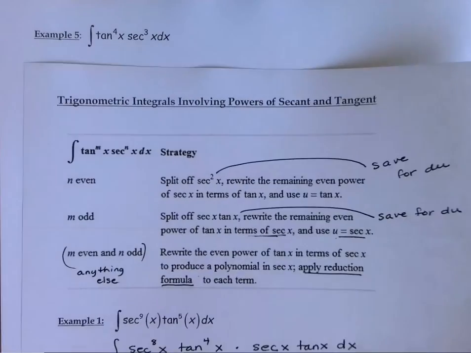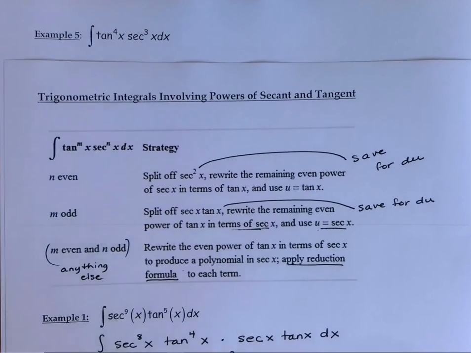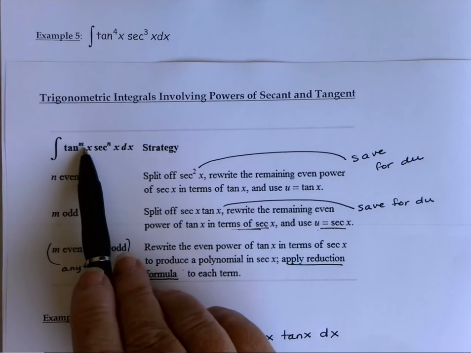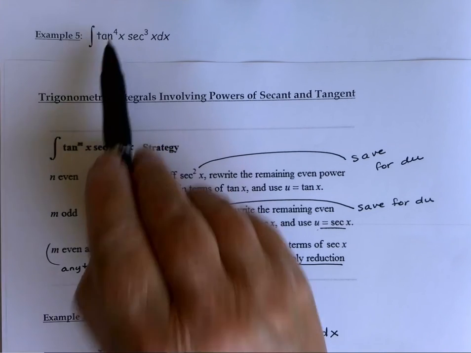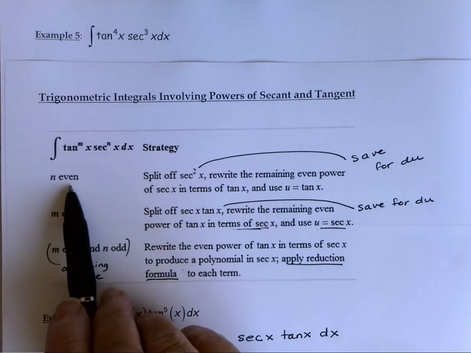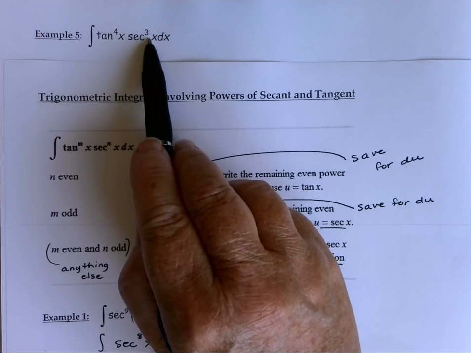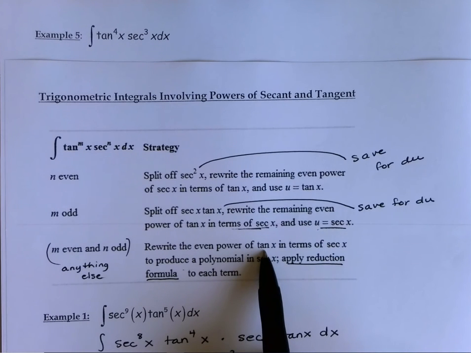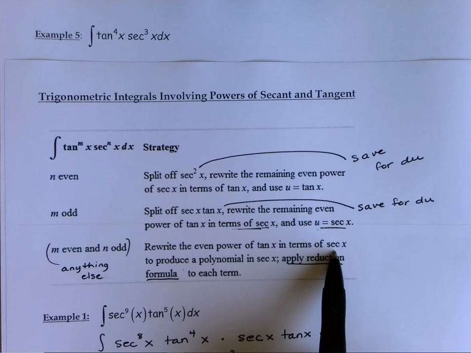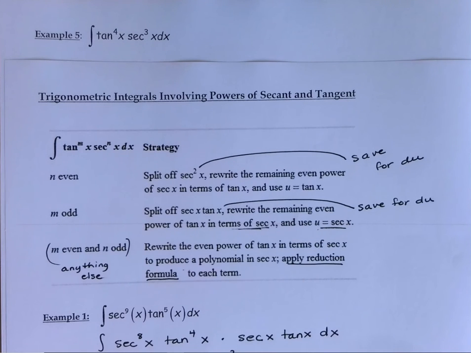I'd like to integrate tangent to the fourth times secant cubed. And again, I'm going to point out to you we are in our unfortunate case here. M would be great if it was odd, but it's not, it's even. N, I would like it if it was even, but it's not, it's odd. So we're in the anything else case. So I want to rewrite the even power of tangent in terms of secant. I want to get everything in terms of secant, and then I want to do reduction formulas.